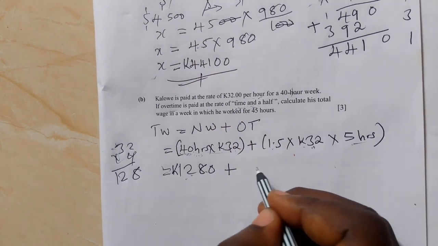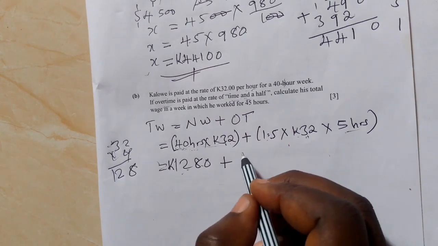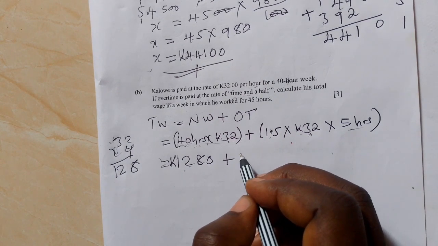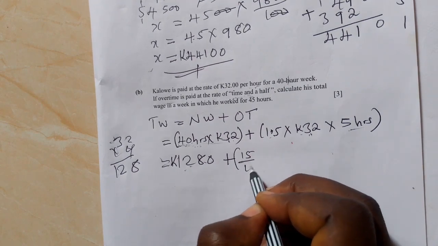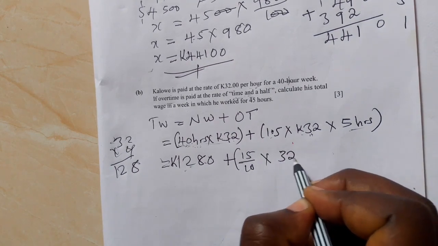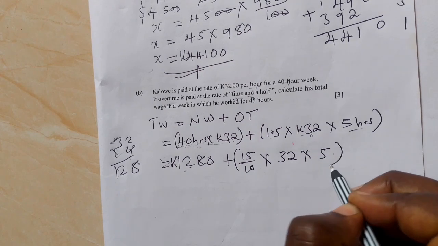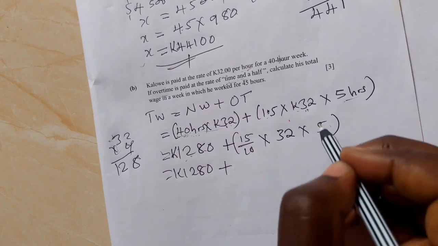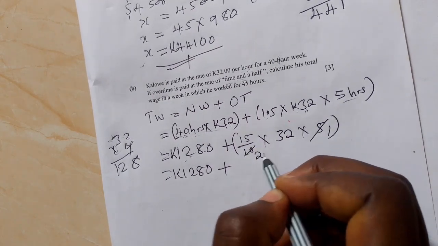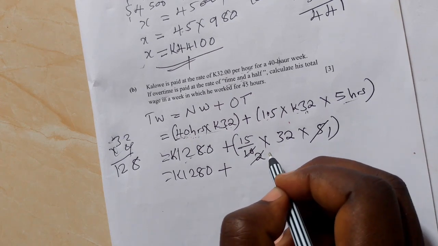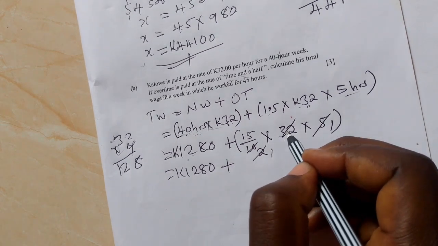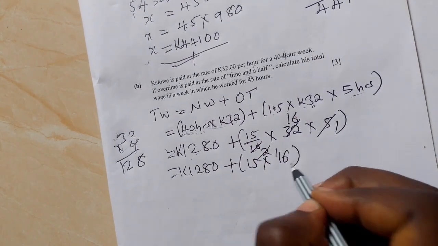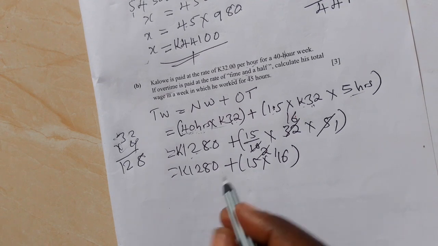Plus this one here, because it has a decimal point, one decimal place, we are going to say over 10. So it will be 15 over 10 times 32 times 5. So 1280 plus this 5, 1.5 into 10 is 2, so you can say 2 into 2, 1. 2 into 32, that is 16. In short, you have 15 times 16.